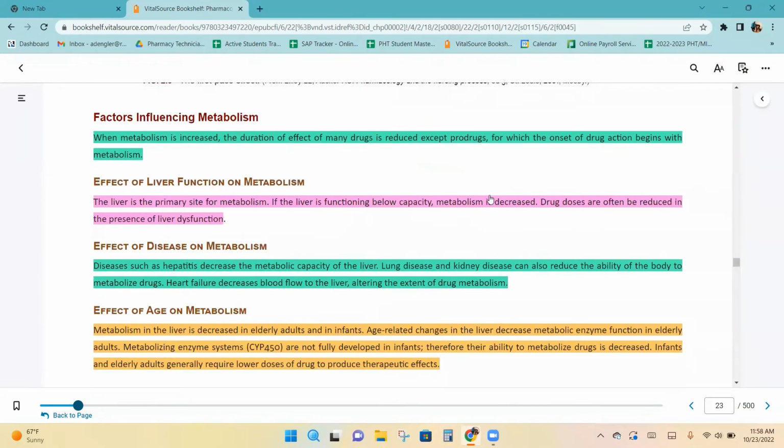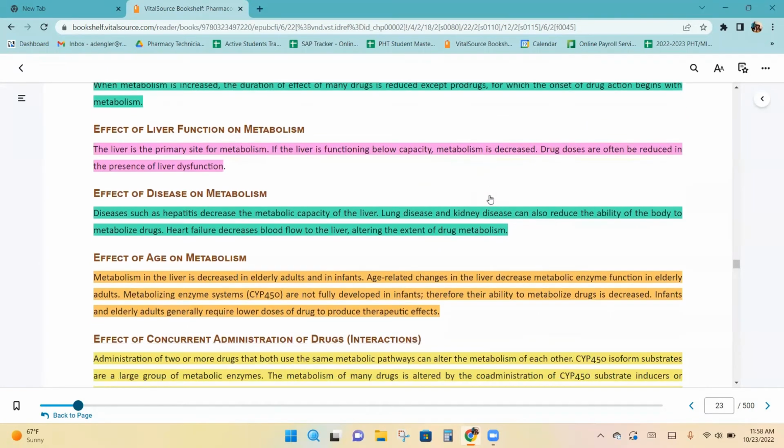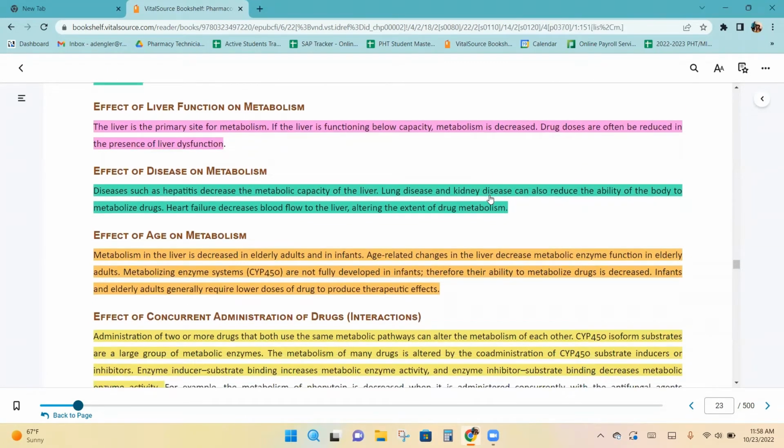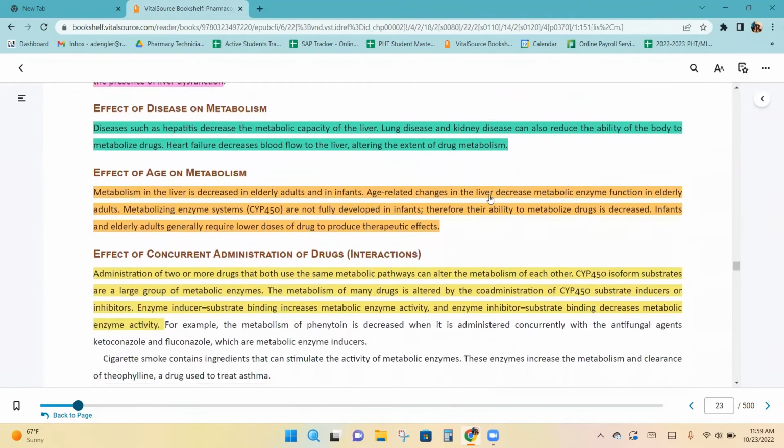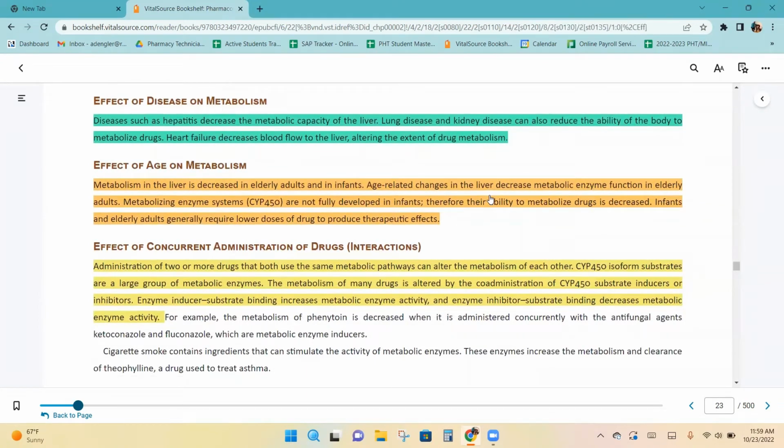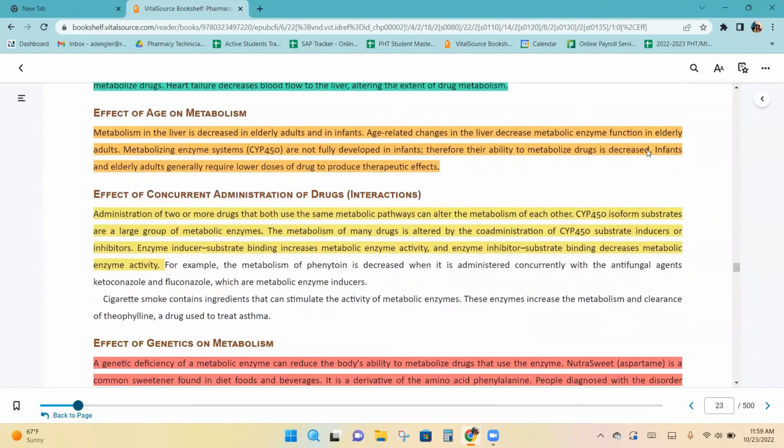When metabolism is increased, the duration of effect of many drugs is reduced, except prodrugs, for which the onset of drug action begins with metabolism. The liver is the primary site for metabolism. If the liver is functioning below capacity, metabolism is decreased. Drug doses often need to be reduced in the presence of liver dysfunction. Diseases such as hepatitis decrease the metabolic capacity of the liver. Lung diseases and kidney disease can also reduce the ability of the body to metabolize drugs. Heart failure decreases blood flow to the liver, altering the extent of drug metabolism.